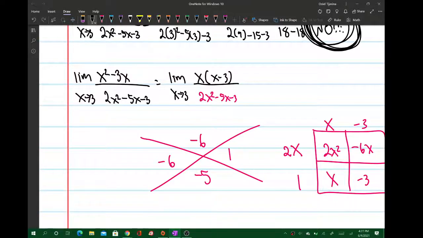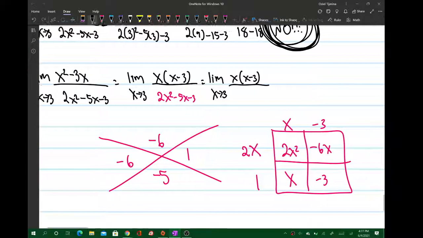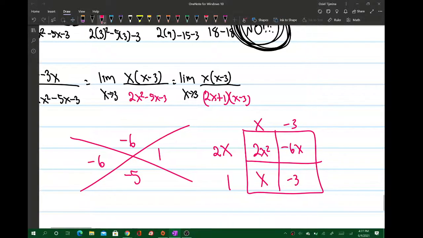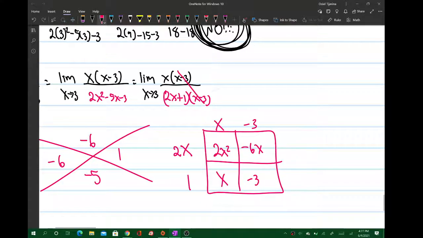This is going to give me the limit as x approaches 3 of x times x minus 3 over 2x plus 1 times x minus 3. I'm color coding so that you guys can understand what I'm doing here. So notice here, these cancel out. And then we have x over 2x plus 1.